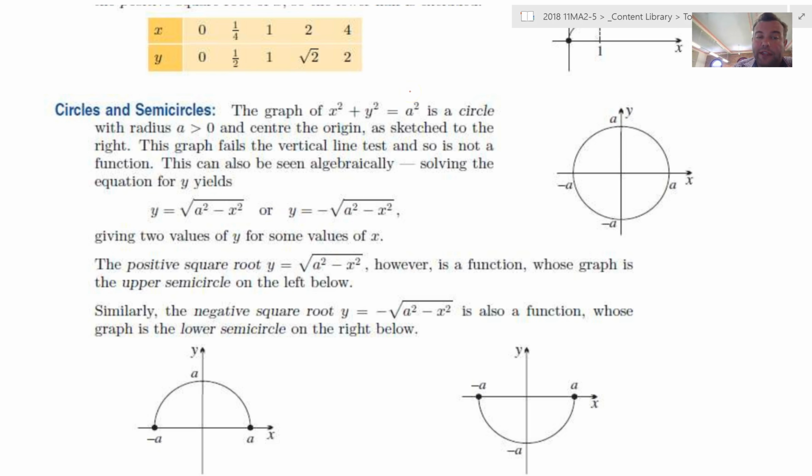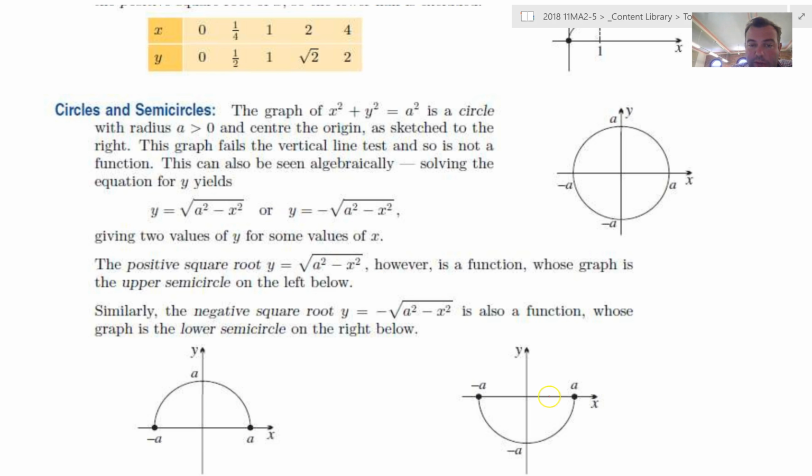Now, sometimes we rewrite that, right? I rearrange this. I'll put the x squared over here, so I've got y squared equals a squared minus x squared. Then I take the square root, and I just take maybe the positive part. If I do this, then I just get this semicircle here. That's the positive square root of a squared minus x squared, where a is the radius.